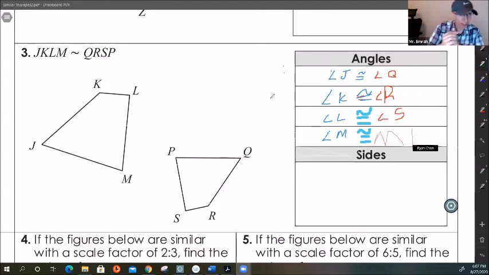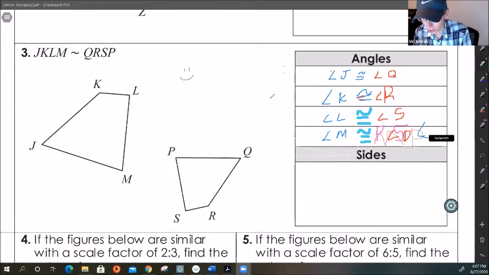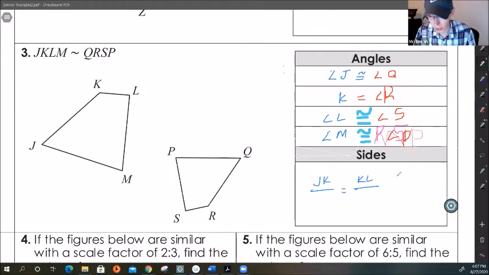See, I have a pen, that's why my job is easier to write. And also I want you guys to write the side length ratio. I'll write the top versions for you: JK over KL, and then let's say LM, you'll write the denominators here, is equal to JM over what?